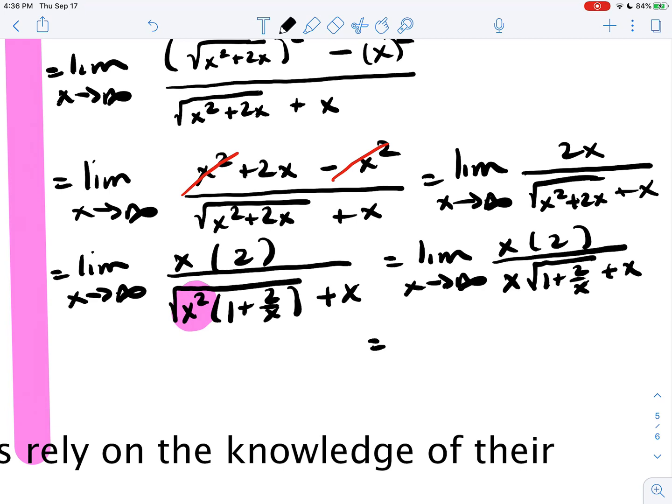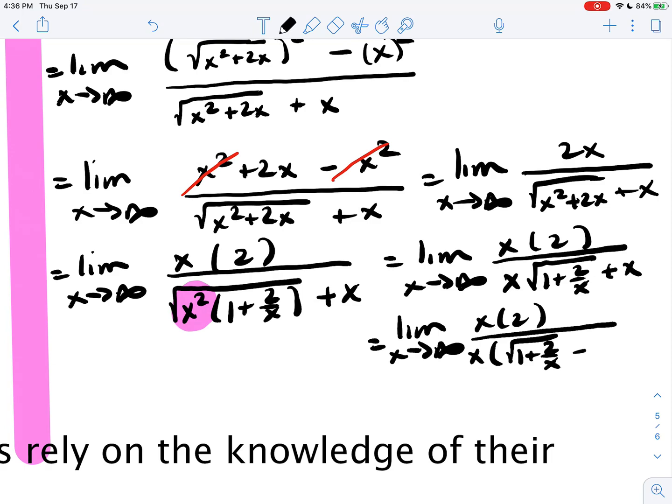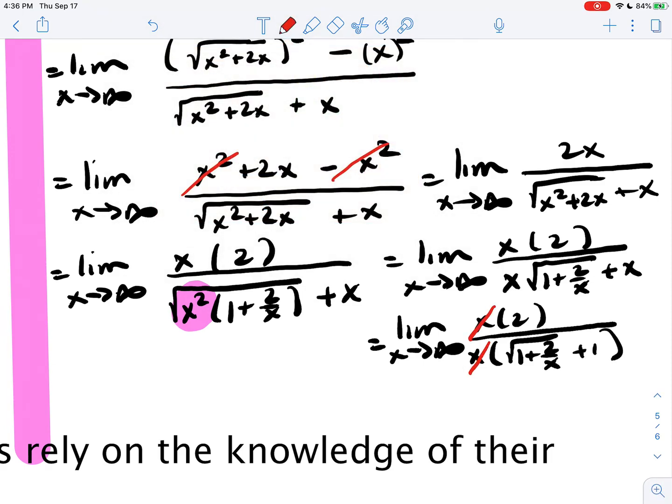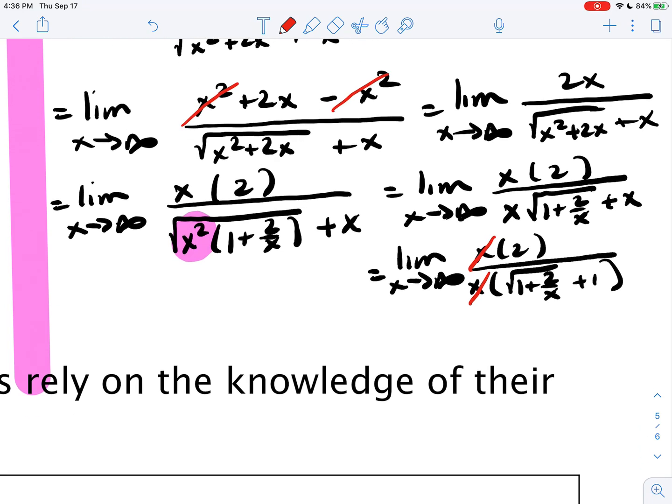And now I can factor out my x from the denominator. And that will give me the square root of 1 plus 2 over x, plus 1. I can cancel my common factors. And now I can start taking my limits.